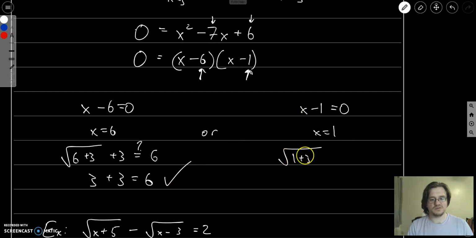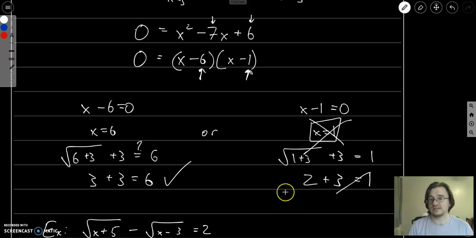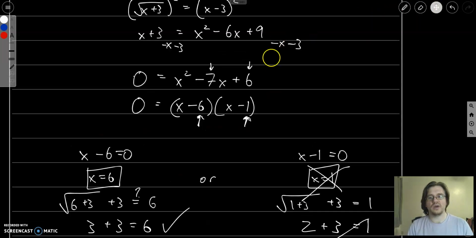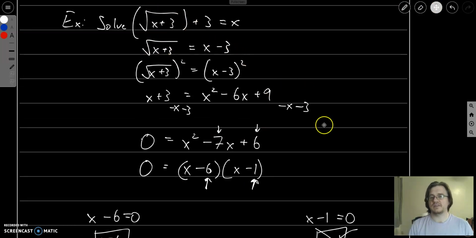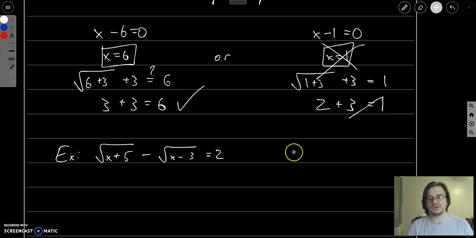How about on this side? The square root of 1 plus 3 is equal to 1. So 1 plus 3 is 4. The square root of 4 is 2. This is not correct. So this here is not a valid solution, and this is the only solution. When dealing with square roots, these sorts of things will pop up. Check the solutions. Always, always, always check the solution.